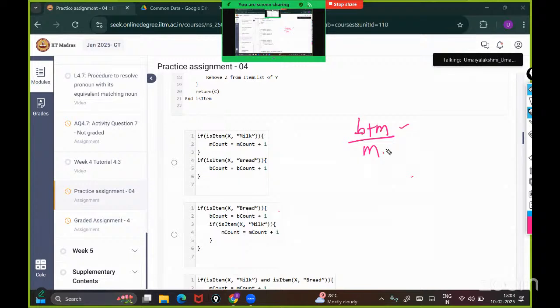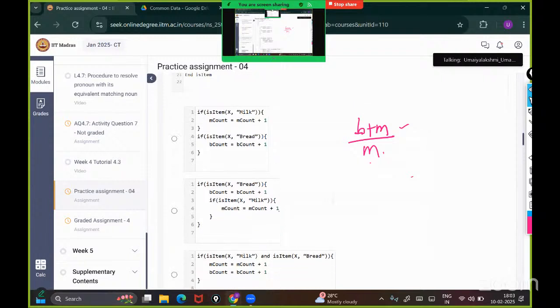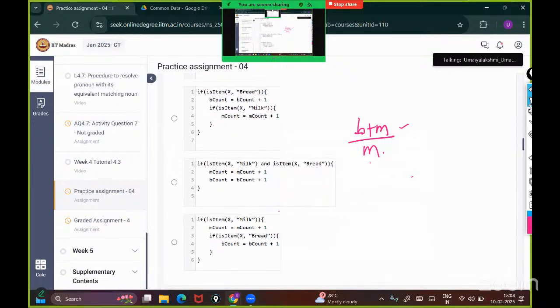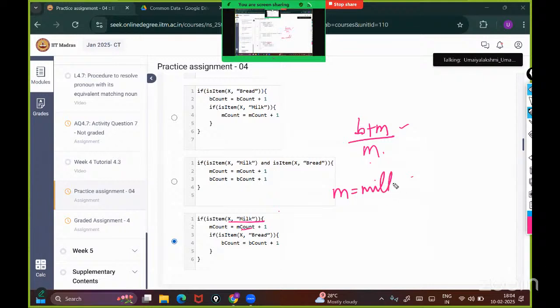Similarly, if I take this one, if it is milk, M will be calculated. If it is bread, B will be calculated. But it has to be bread plus milk. And here, okay, both the conditions are given. And yeah, this will suit, right? This option D will suit. Because, let's say, what is the given condition first? Whomsoever has bought the milk will be counted in M count. So that will be stored in the M count, like the number of people who bought only the milk.